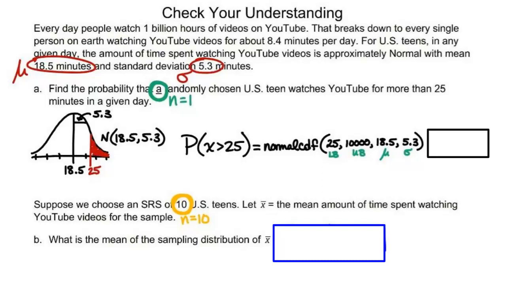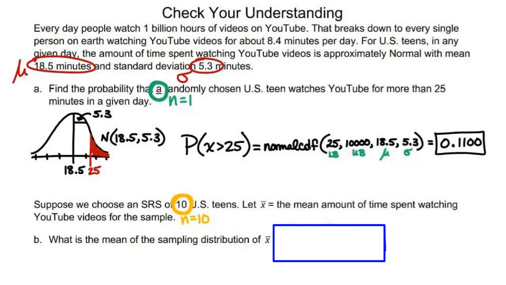So normal CDF. 25 is my lower bound. I went with something enormous for my upper bound, 10,000. 18.5 for mu and 5.3 for sigma. I got 0.11. For part B, we're going to choose a simple random sample of 10, so n equals 10. Can I still use a normal distribution here?